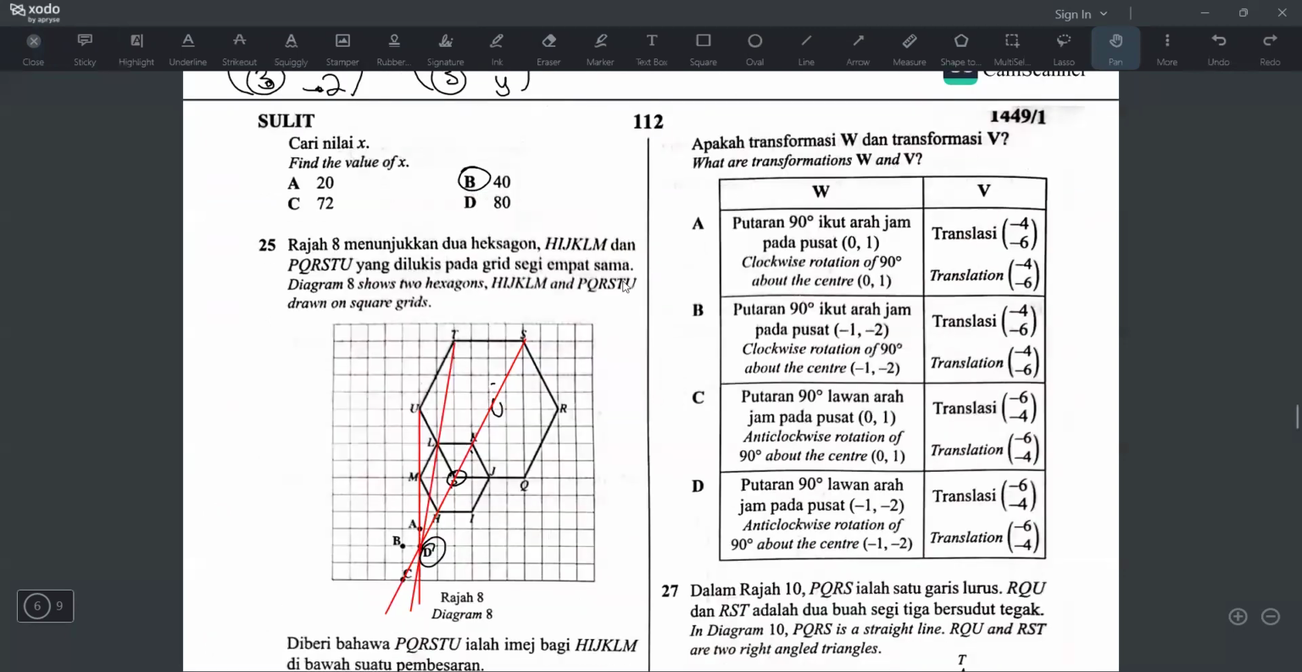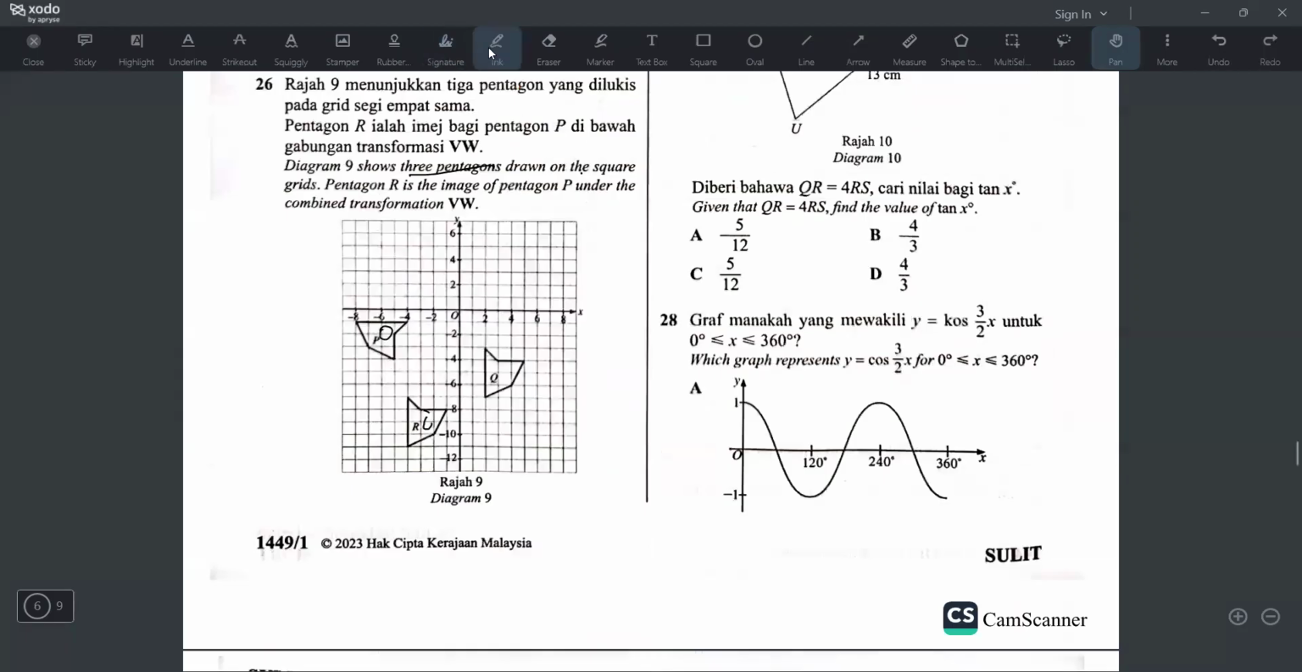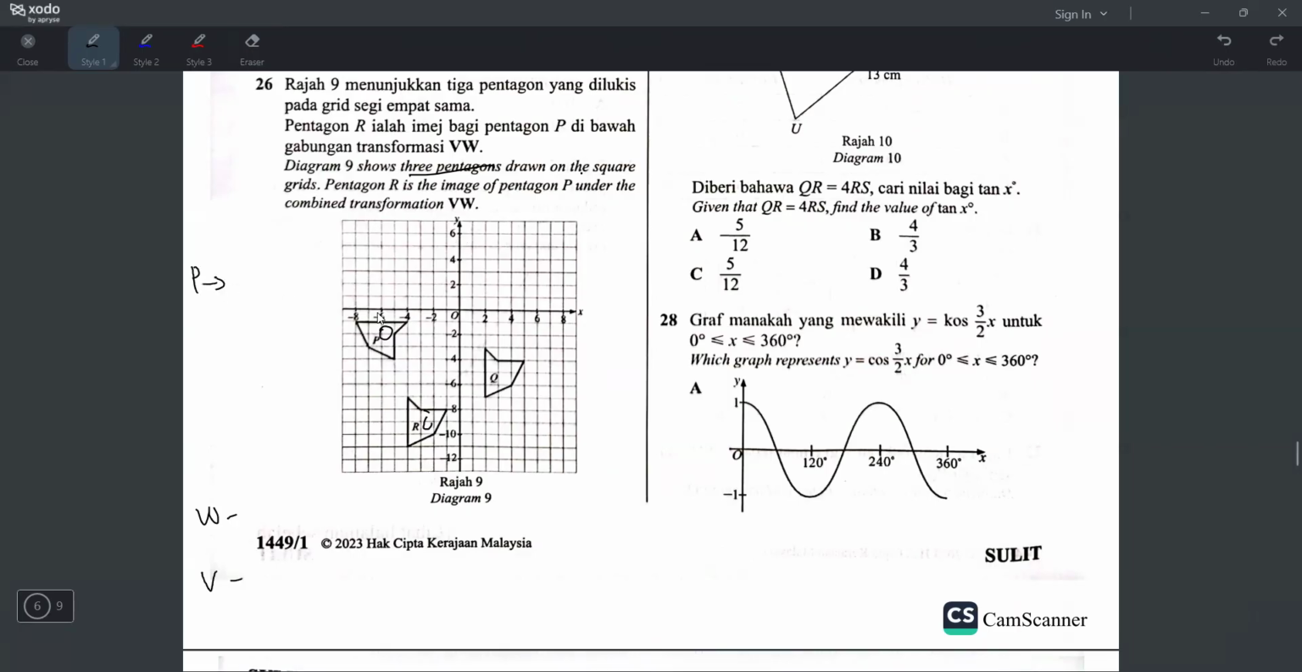And then dia bagi jawapan sini lah. Okay, I don't want to look at the answer. I want to do it myself. So W and V. First of all, dia dah cakap siapa object? P object. So P is before you do the transformation. P is the pentagon before you do any transformation.